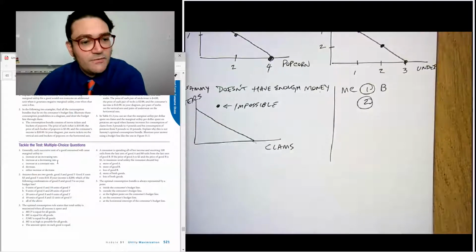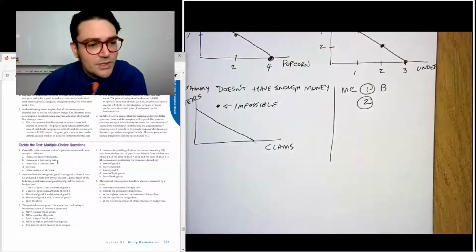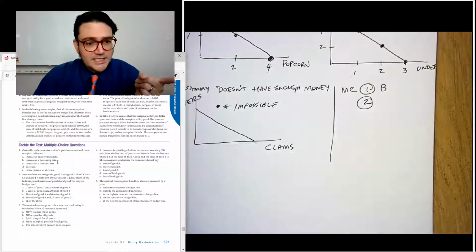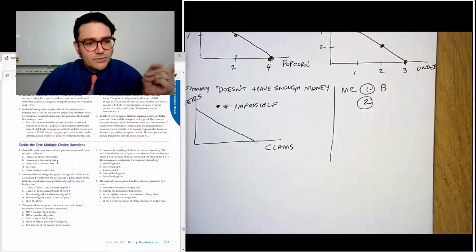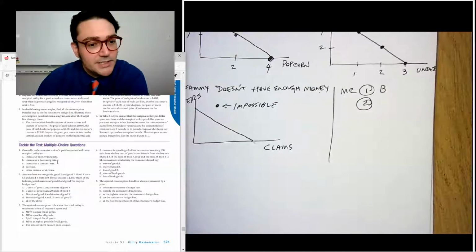Assume there are two goods, X and Y. X costs 5, Y costs 10. If your income's 200, which of the combinations is on the budget line? Okay, so the first one, 18 of Y, 18 times 10 is 180. That's not on the budget line. 0 of X and 20 of Y: 20 times 10 is 200. That's on the budget line. So B is the correct answer.